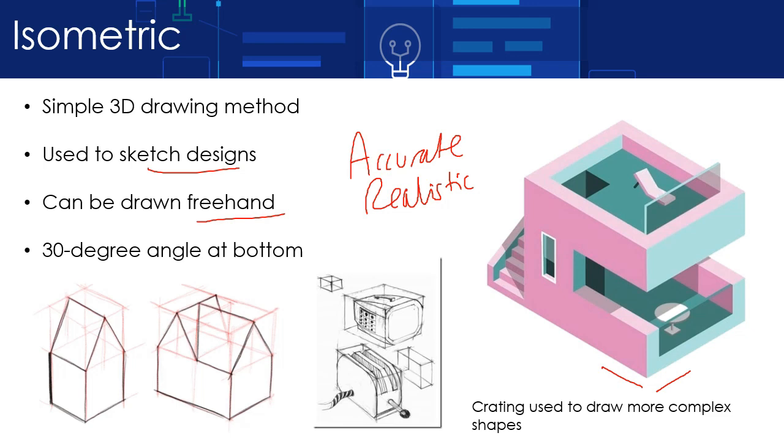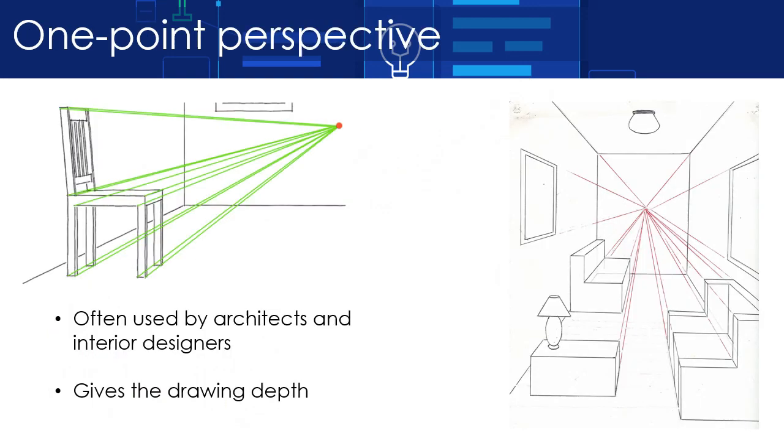When you actually start drawing more complex shapes, this is actually in the book, it's called crating. And I usually do teach you to do that. If you're struggling to draw something in 3D, you might first create a crate and then create the shape kind of inside the crate to give it a bit more accuracy. So that's called isometric crating.